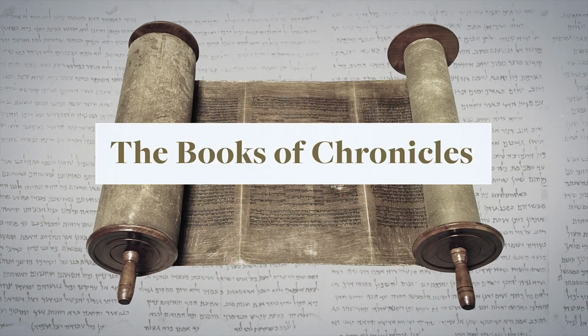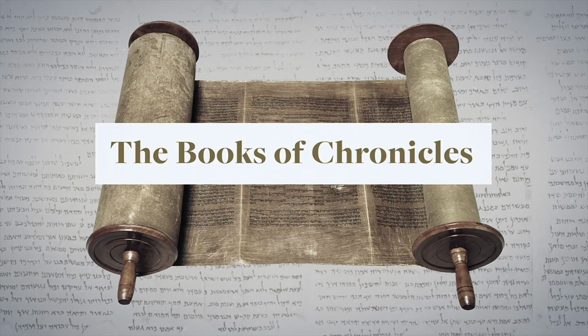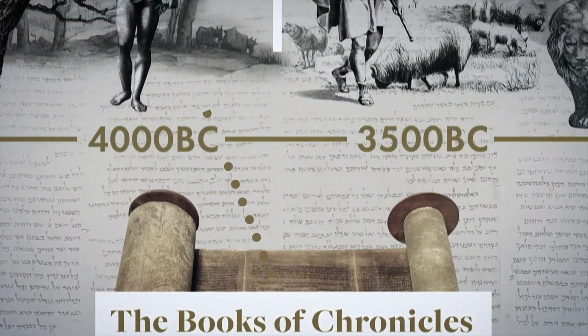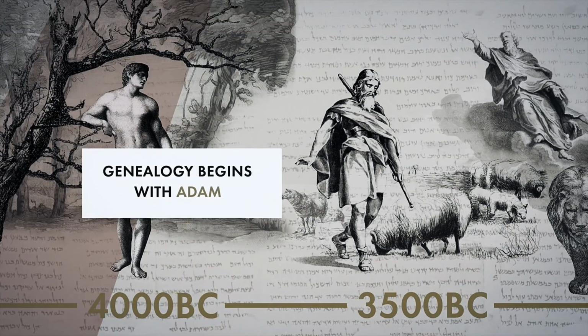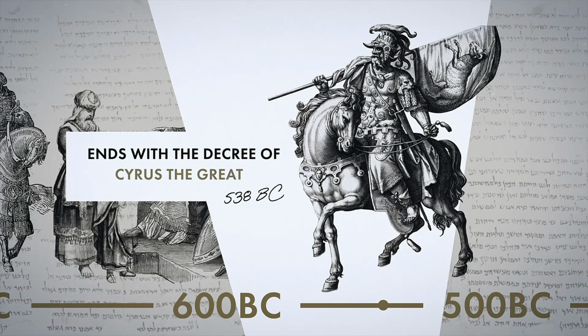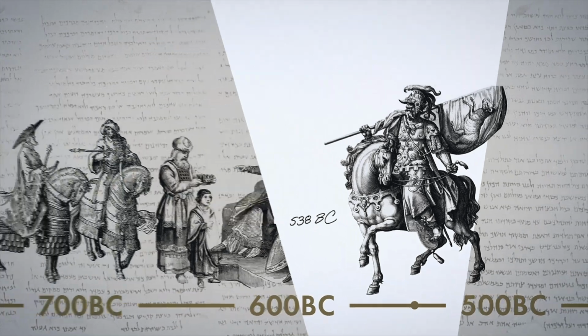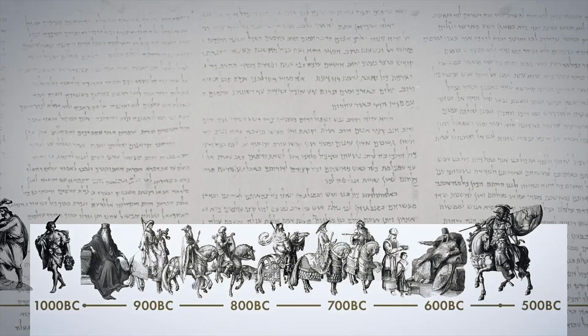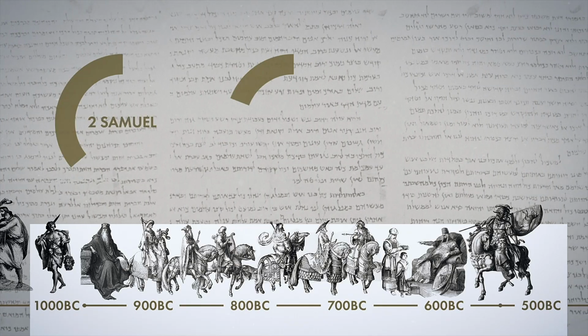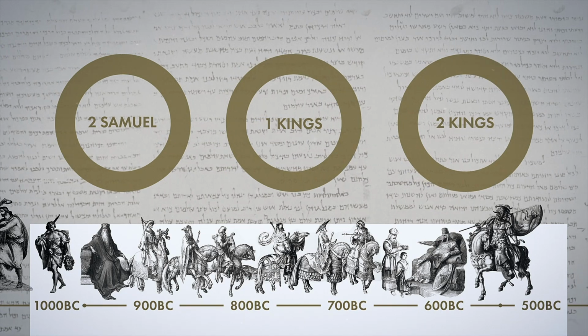The Old Testament books of 1st and 2nd Chronicles cover the widest swath of history of any book of the Bible. The opening genealogy begins with the first human man, and the final event is the decree of Cyrus the Great in 538 BC. The main focus of the books is the time period of the kings of Israel and Judah, which is at first surprising given the other 3 books of the Bible already dedicated to this.